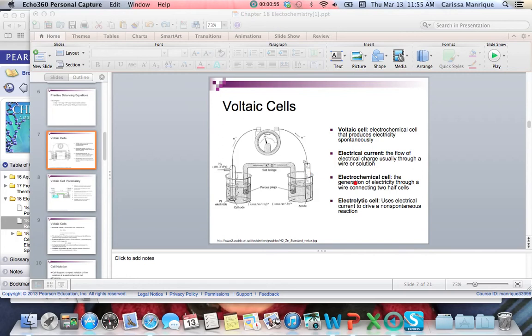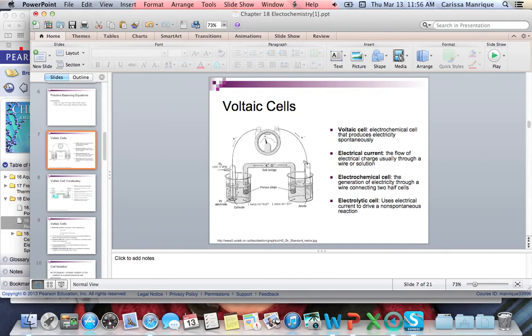An electrochemical cell, on the other hand, is one where the generation of electricity is through the wire connecting two half cells. Okay, so with these, you use the electrical current to drive a non-spontaneous reaction. It needs electrical current so you can drive a non-spontaneous reaction. So basically, a voltaic cell produces electricity spontaneously, and an electrolytic cell needs a little bit of energy to create the electricity.